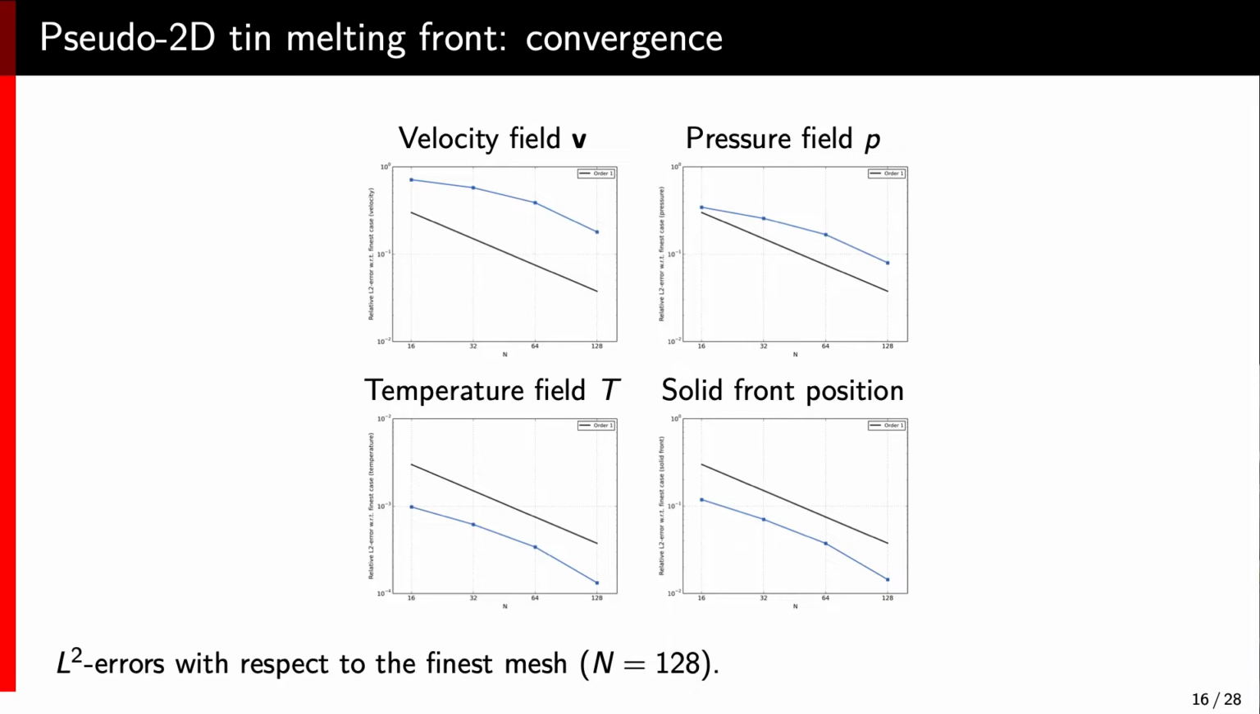More precisely, if you want to judge convergence, we took the finest mesh as the exact solution, and we calculated L2 errors. Here for all the variables, velocity, pressure, temperature, and solid front position, you see that for all variables, you have order 1 convergence. That means our algorithm is an order 1 algorithm.